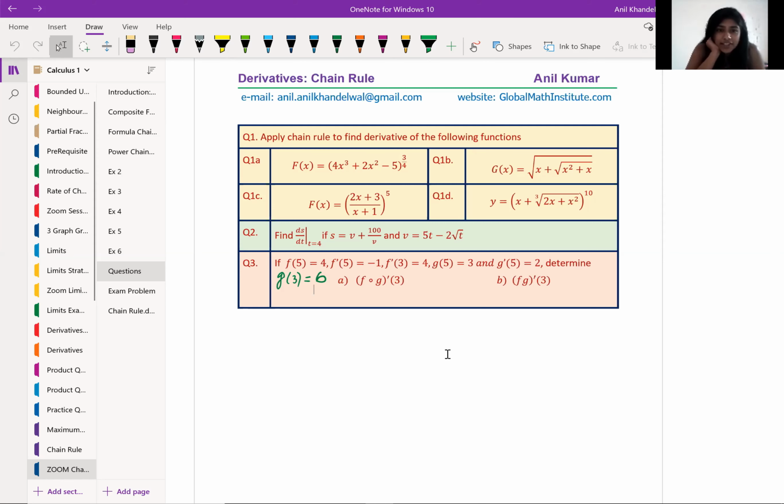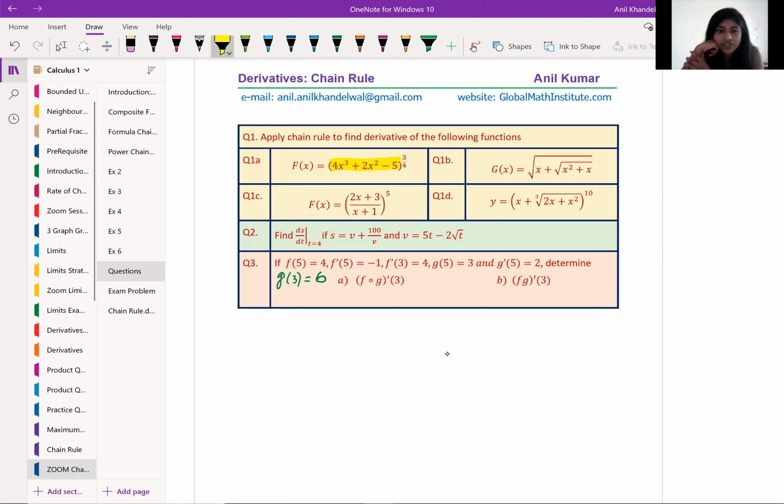Apply the chain rule to find the derivative of the following functions. f of x equals (4x cubed plus 2x squared minus 5) to the power of 3/4. I can just use the chain rule, but along with the power rule. Extended power rule is chain rule with power rule. You bring down 3/4, keep the whole thing to the power of 3/4 minus 1, times the derivative of the highlighted area. Is that clear to you? Yes, it is the power rule extended, which is the power rule combined with the chain rule, right?